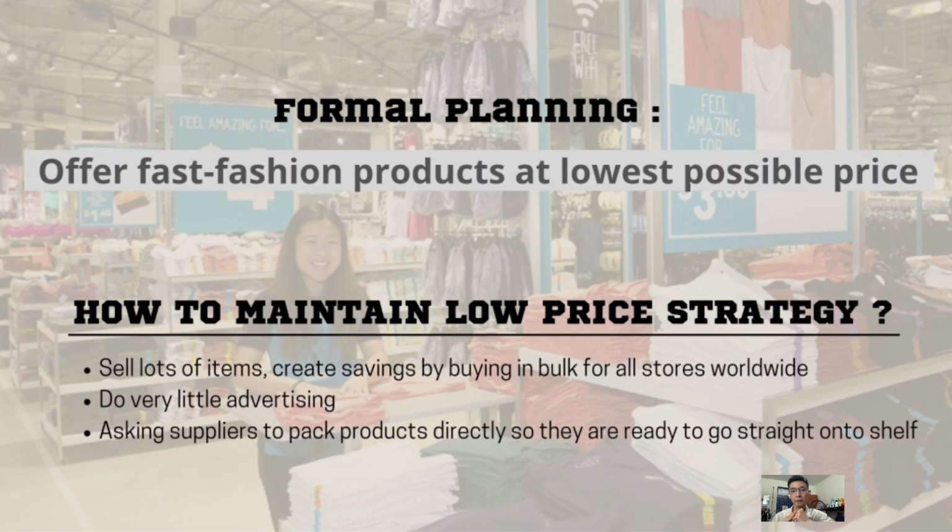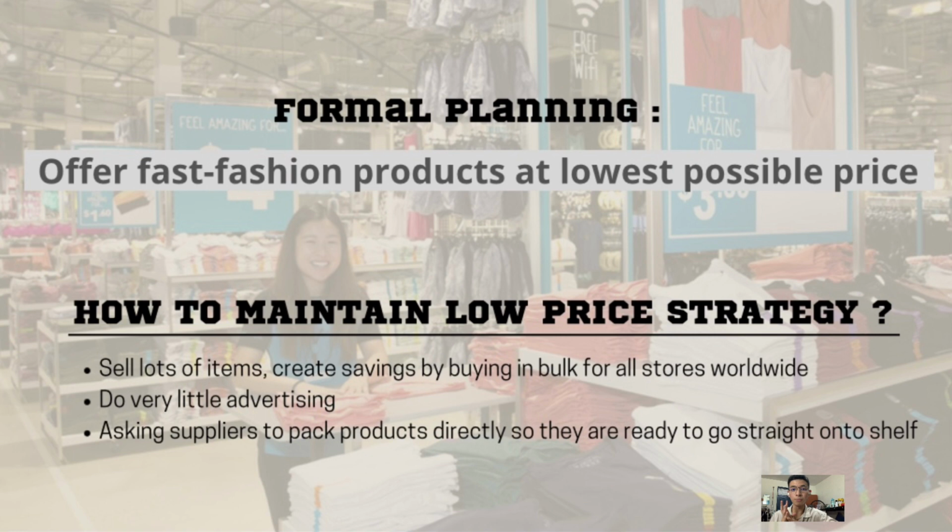Besides, Primark also plans to offer fast fashion products at the lowest possible price. So how do they maintain the low price strategy? This is their most important advantage as compared to other competitors like Burberry. According to Primark, they do a few things to keep their price as low as possible. The first is to sell a lot of items. They create savings by buying in bulk, which means that they buy a lot at once for all of their stores worldwide. And the second is that they do very little advertising.